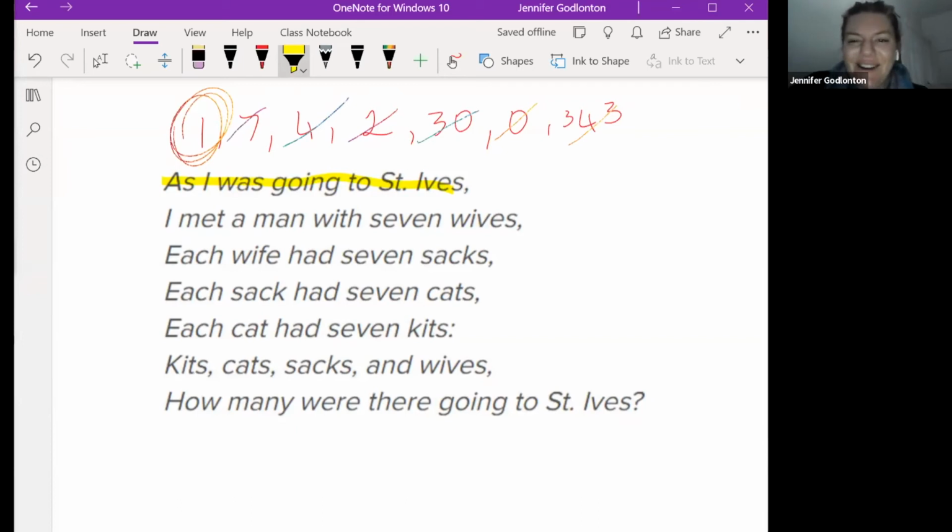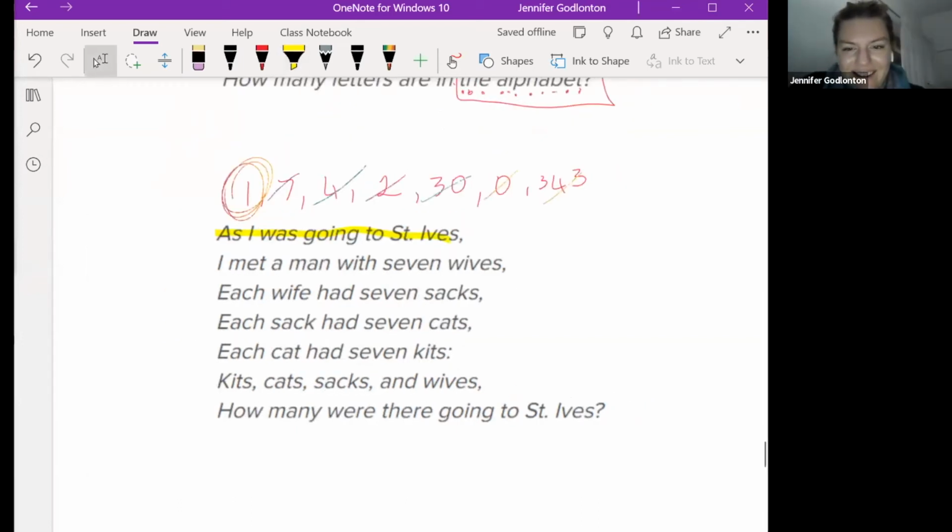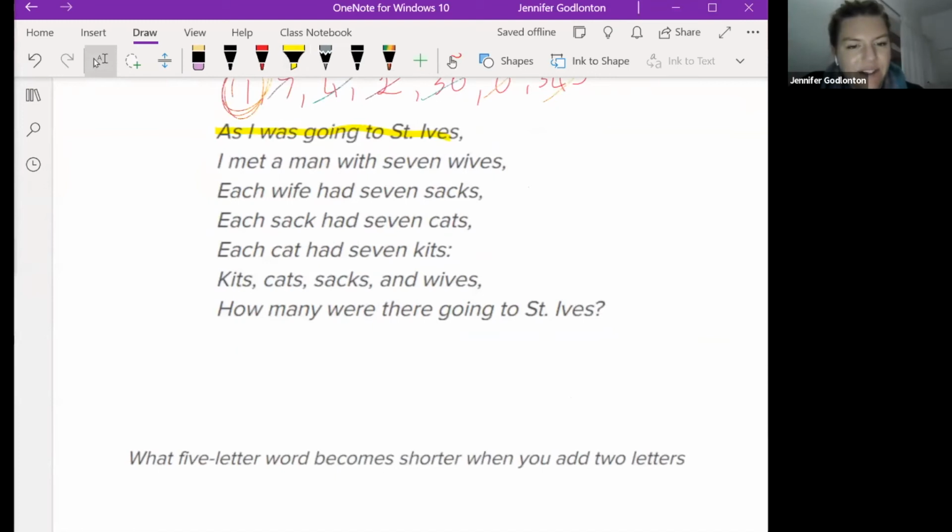Okay, last one for the night. Where are your detective skills, Chilo? What 5-letter word becomes shorter when you add 2 letters? You got that very quickly. Nice. Short. So it's 5 letters, and if you add 2 letters, it becomes shorter. Nice, guys. You are too clever for your own good.